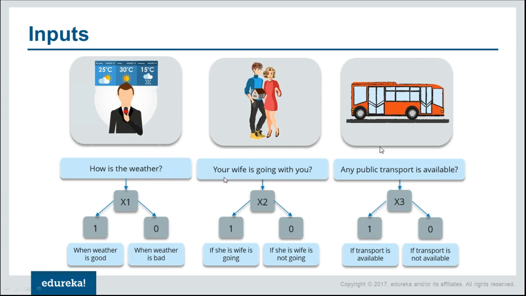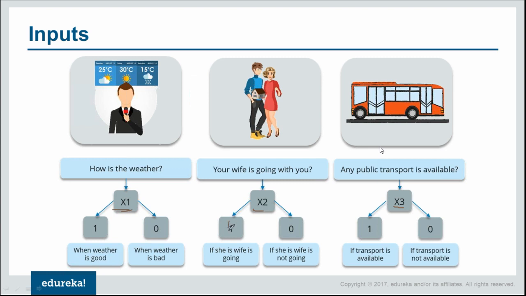Similarly, another factor is whether your wife is going with you or not. If she is going with you, then this variable takes the value 1. So you can see here, we start putting x1, x2, x3. I hope you remember the perceptron, where we were passing the input, and these x1, x2, x3 are our input variables only.